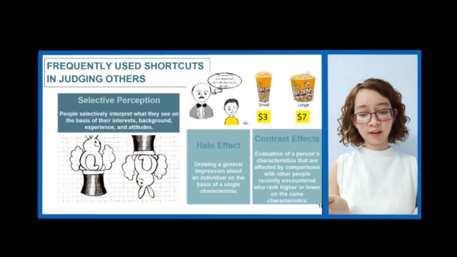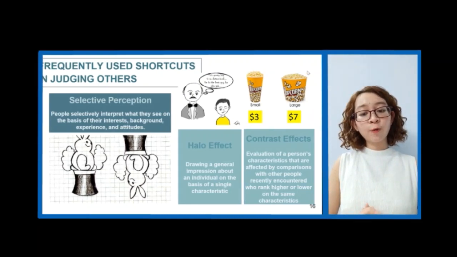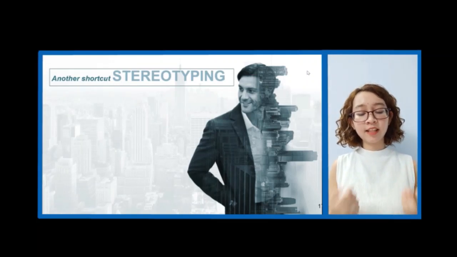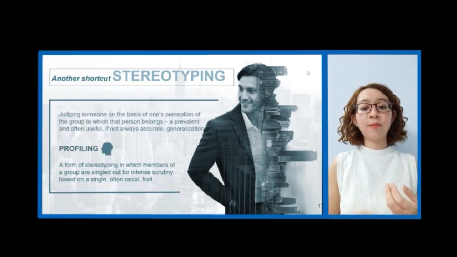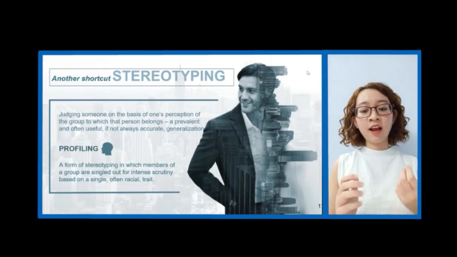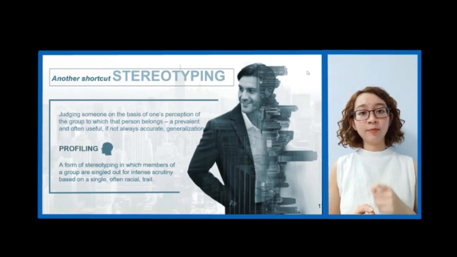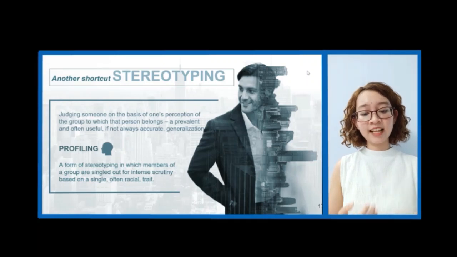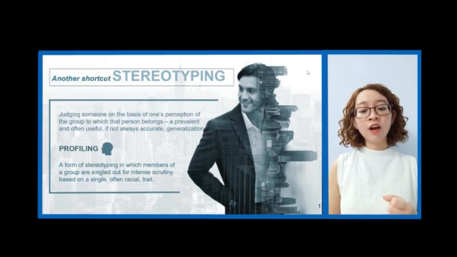Another shortcut is stereotyping. Stereotyping is a typical shortcut that we utilize in the perception process. It is making generalizations about an individual based on the group to which that person belongs. This generalization can be useful in making decisions. However, it can also be inaccurate and cause us to mistakenly develop a perception about an individual that is not representative of who they are.